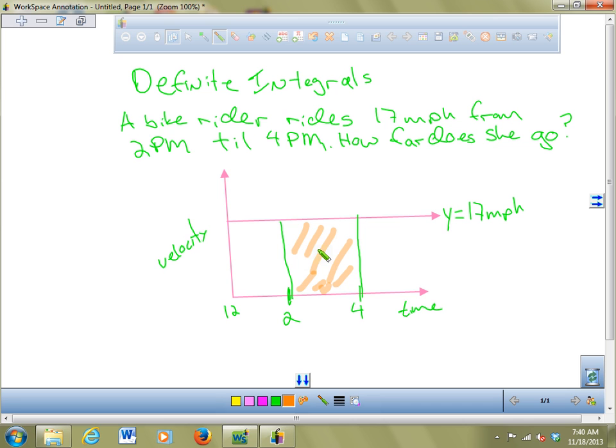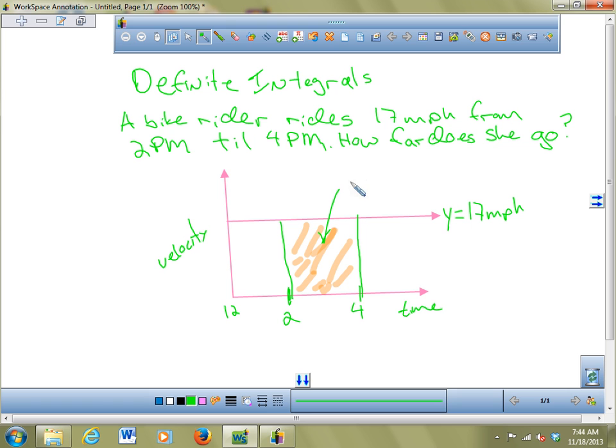Then you understand that the area under that curve represents how far she went. Yeah? Because I'm finding the area of this rectangle, and you know rate times time equals distance. So if I went for 2 hours at 17 miles an hour, that could also be represented by a curve like that. Yes? No? Maybe. And this chunk here is called a definite integral. Definite integral. And it's the area under a curve.